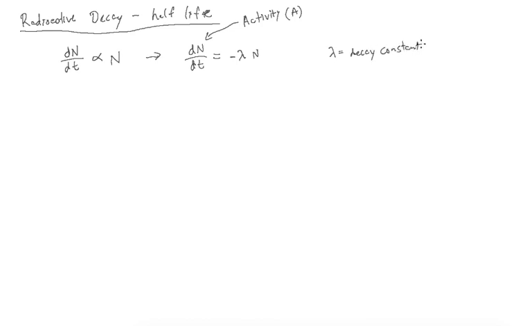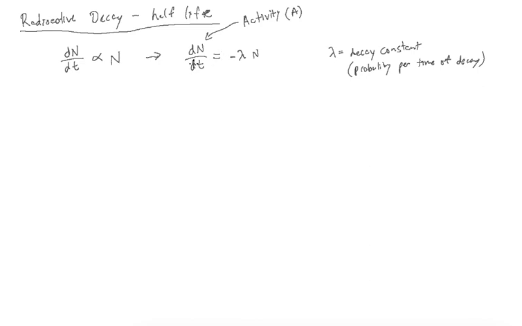And it is essentially the probability per unit time of decay. So it's probability per unit time of a particle decaying. Okay? So this is what we get. And this is the differential equation.